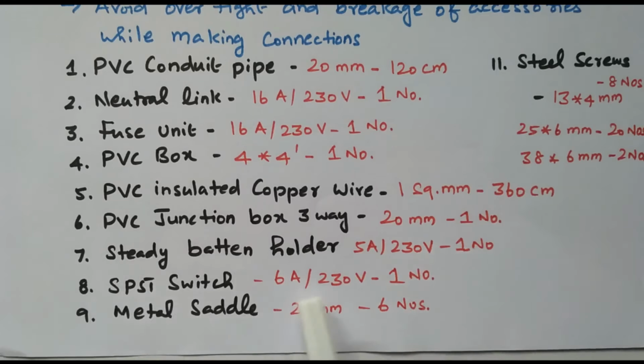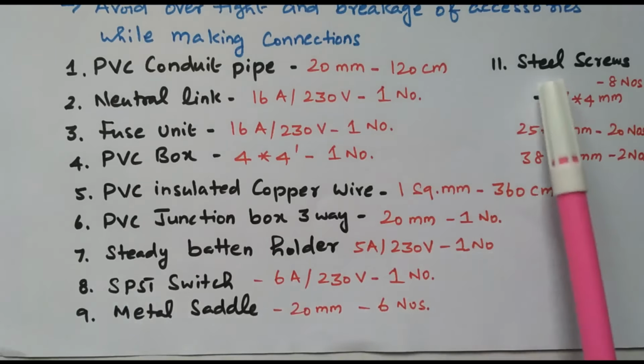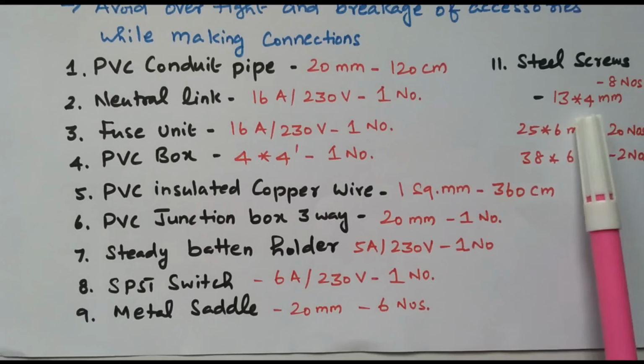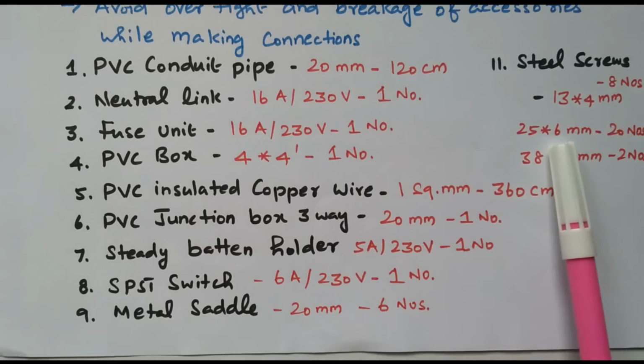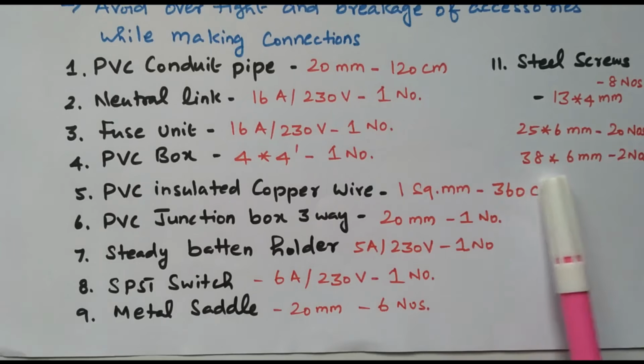SPST switch 6 ampere 230 volt, one number. SPST means single pole single throw switch is required. Metal saddle 20 millimeter, 6 numbers are required, and these screws are required: 13 into 4, 8 numbers; 26 into 6, 20 numbers; 38 into 6, 2 numbers. So this is the requirement.